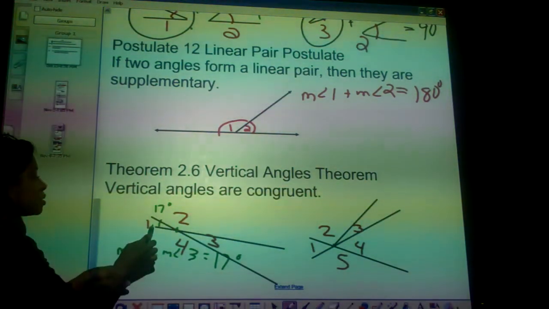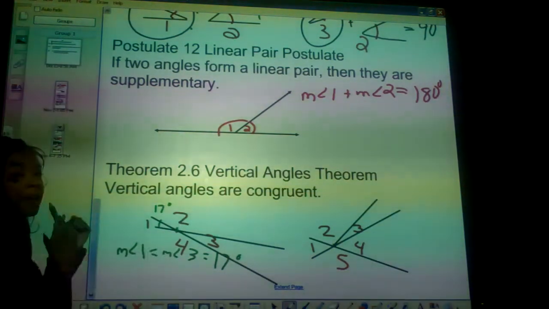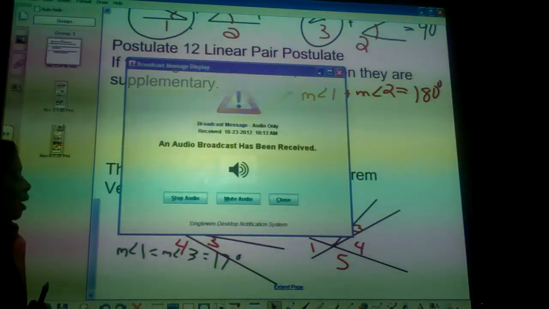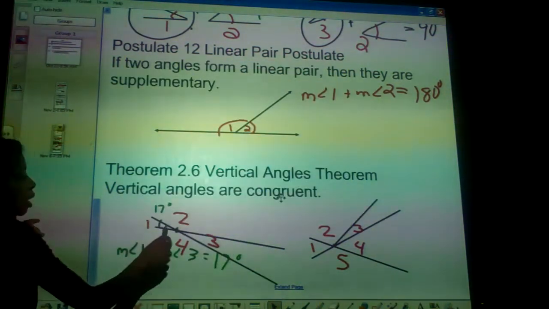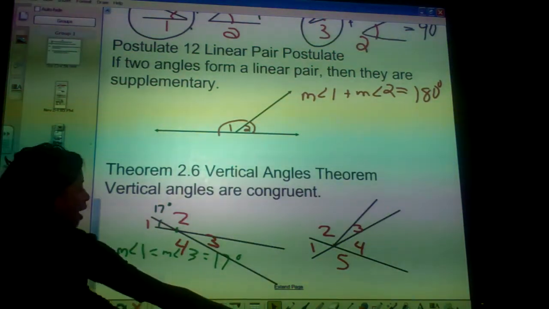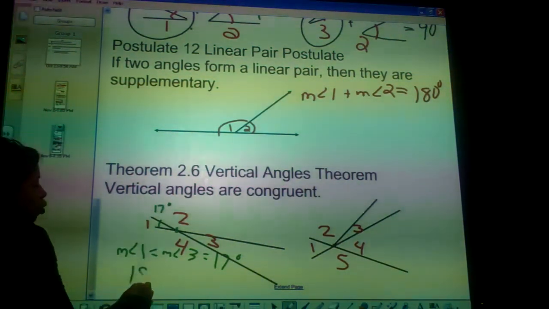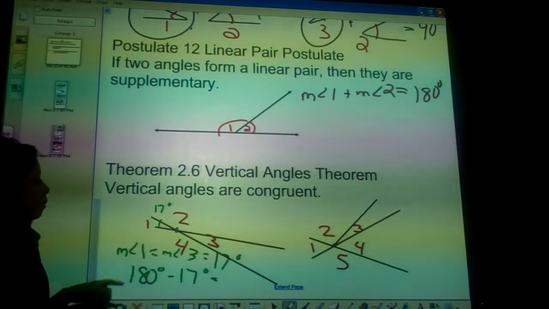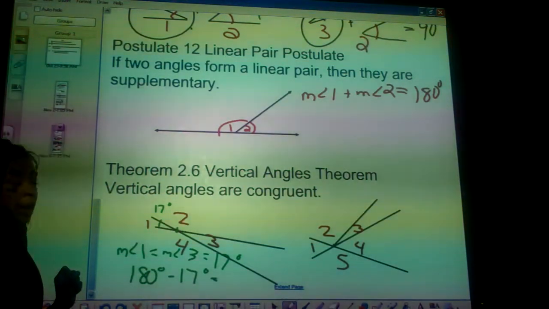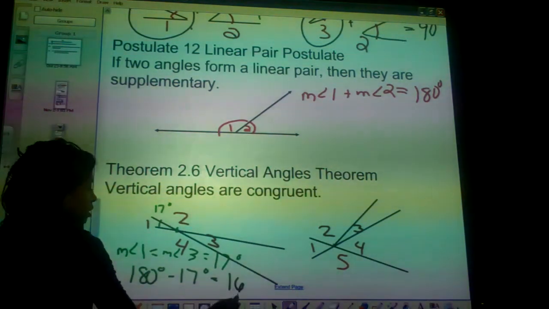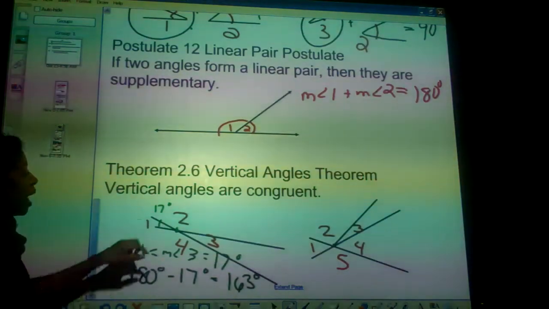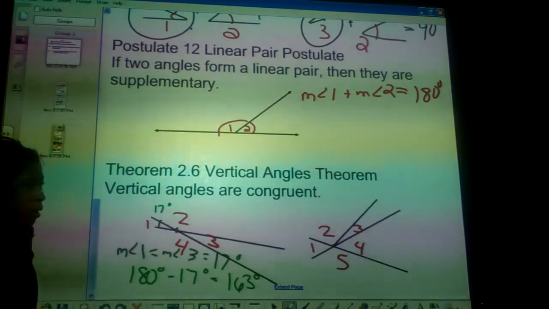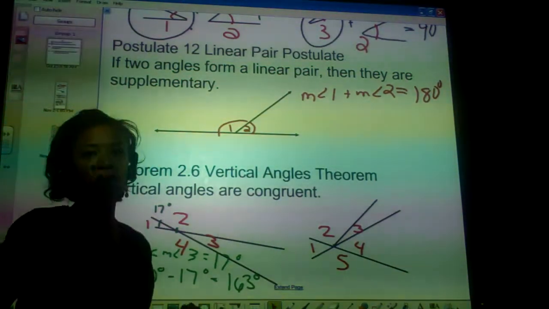So if I know that angle 1 is 17 degrees, I can find the measure of angle 2. 180 degrees minus 17 degrees will tell me the measure of angle 2, which is 163 degrees. Okay? And angles 2 and 4 are vertical angles. They are across from one another. Please make sure you study that in your notes.